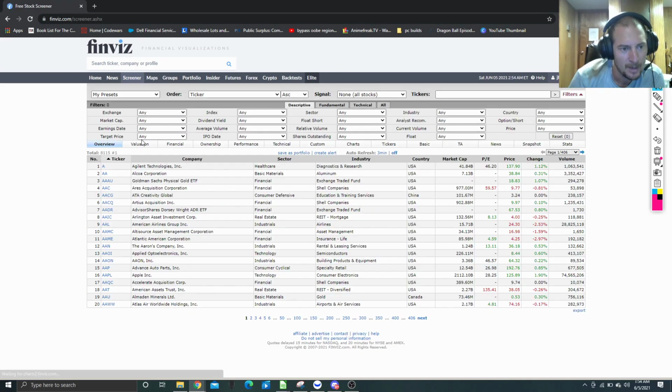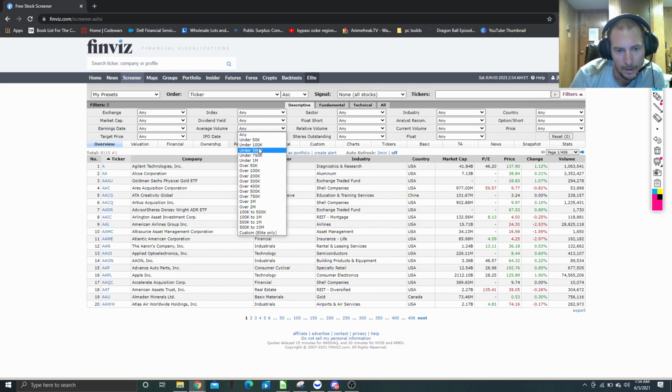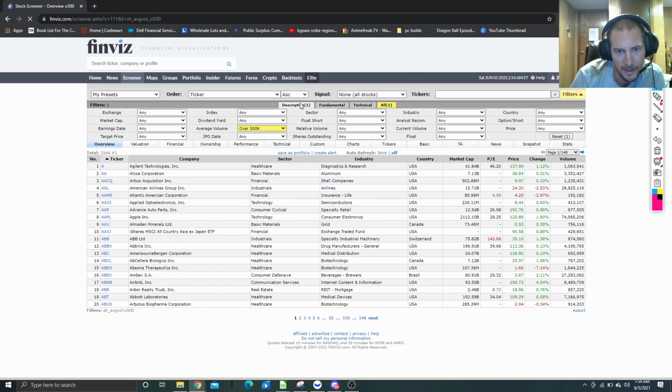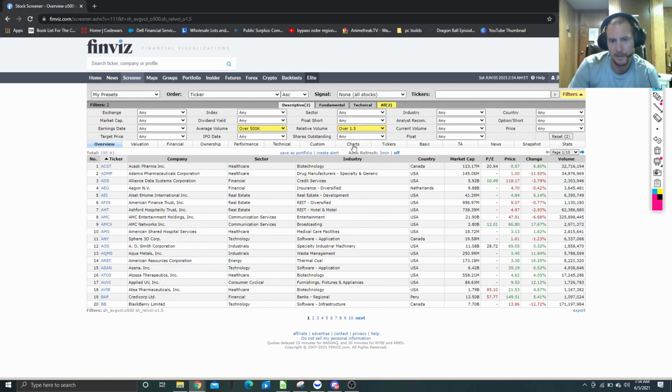All right, so first things, we're going to want to go to finviz.com here, click on this screener tab, and what we are looking for is volume over 500K in this descriptive tab. We want our relative volume for these breakouts to be over 1.5. That way we can filter out any breakouts that may be on low volume. And current volume, we'll just leave that the same.